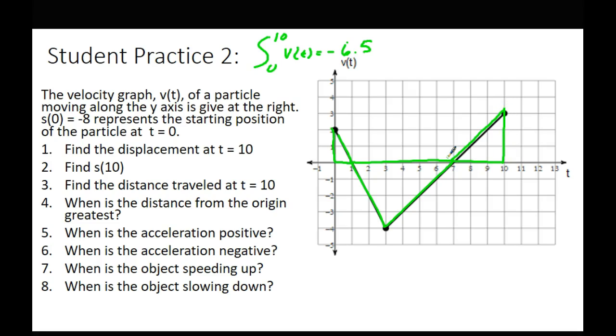All right. Jocelyn, how do you do number 2? So S of 10 is equal to what? Good. From 0 to 10, right? So S of 10 is equal to the starting place plus the displacement. And so I shall now ask Jacob, what is the answer to that?